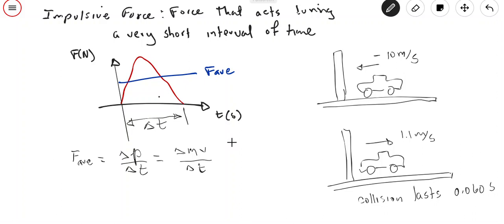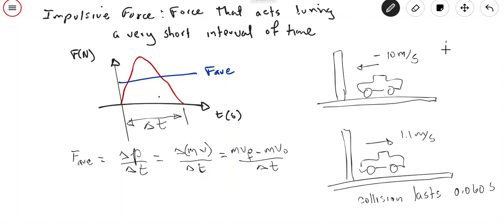The mass is constant, so the mass of a car is not changing before and after the collision. So what changed here is the velocity. So we can say that this variation in linear momentum, the variation of the product of mass times velocity, would be equal to mass times final velocity minus mass times initial velocity, divided by the interval of time. So this is the formula we can use to find the average force acting during a collision.